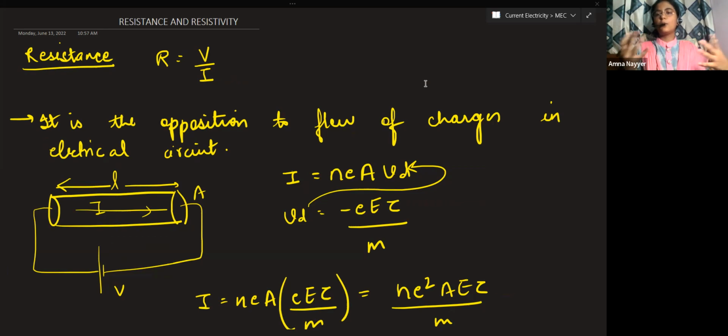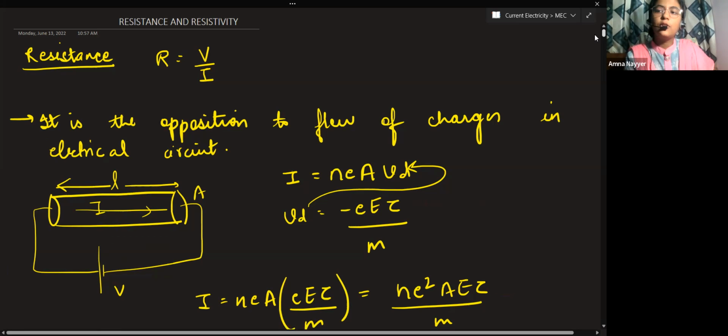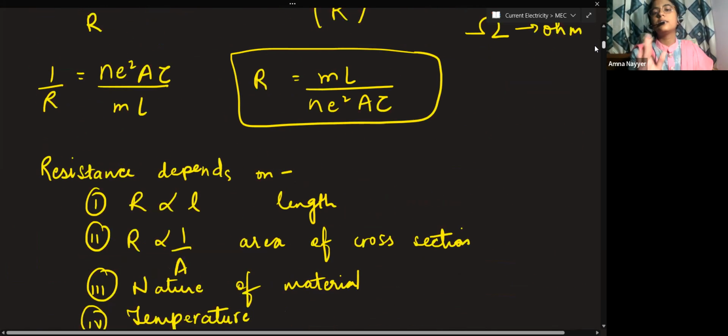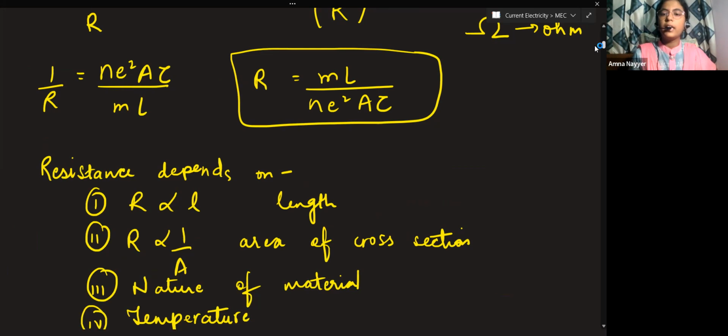Resistance. Basically, it's the opposition to flow of charges, which we had seen. According to Ohm's law, it is V by I. So we had seen the formula of resistance. This is important for today's class as well. So R is equal to ml divided by Ne square A tau. M is the mass of electron. L is the length of the conductor. N is the number density. E is the electronic charge, 1.6 into 10 to the power minus 19. A is the area of cross section. Tau is the relaxation time.